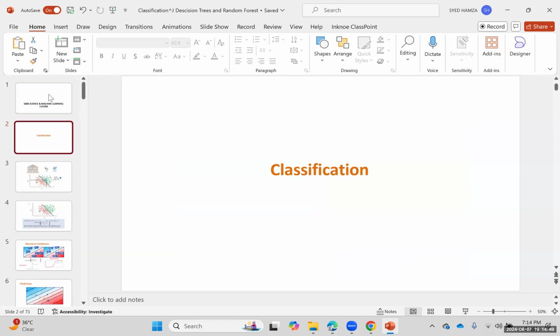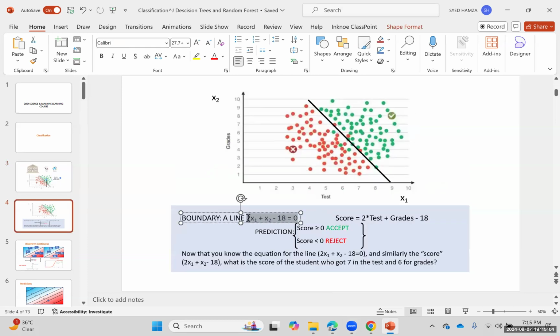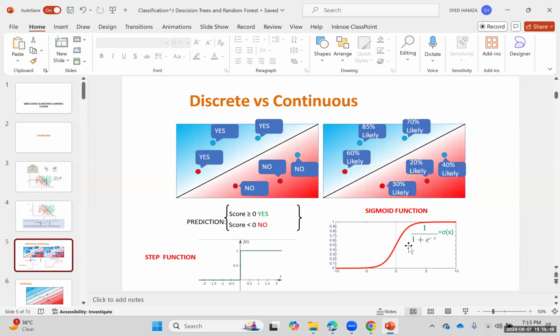So again, to go through it, classification: you have to get the boundary line, as I mentioned here. You need to get the boundary line, some equation. This boundary line comes with, let's say, this equation, step 1. Then based on this line, we calculate the score. That is our step 2. We calculate the score. Then based on score, we calculate our sigmoid values.